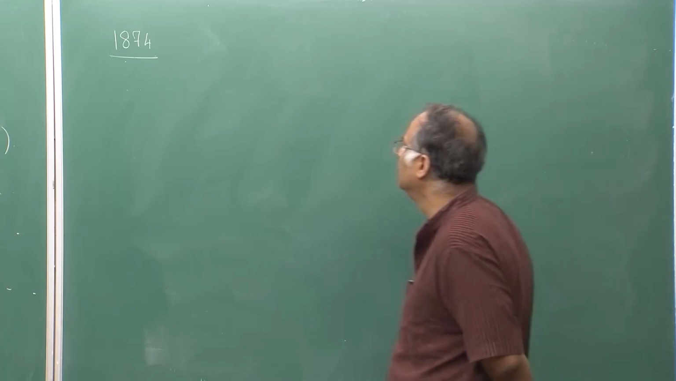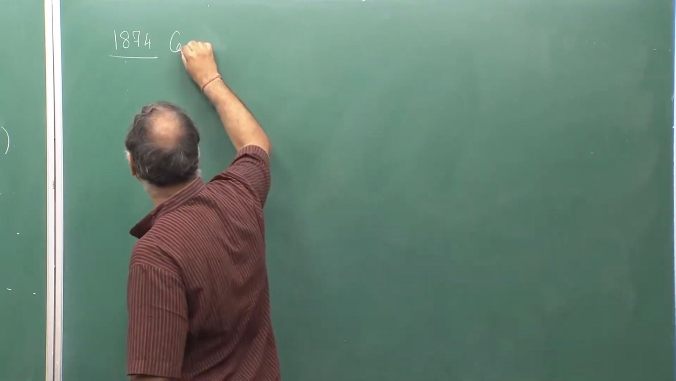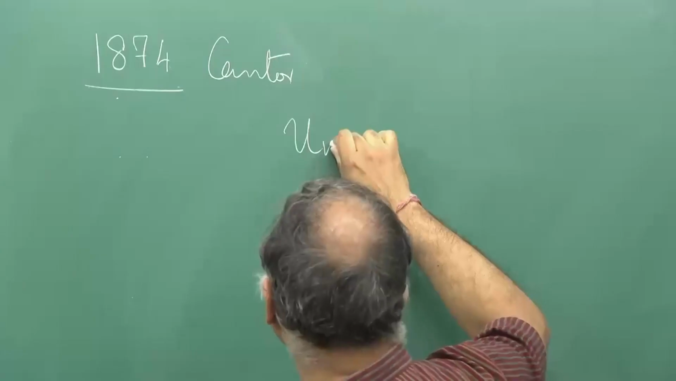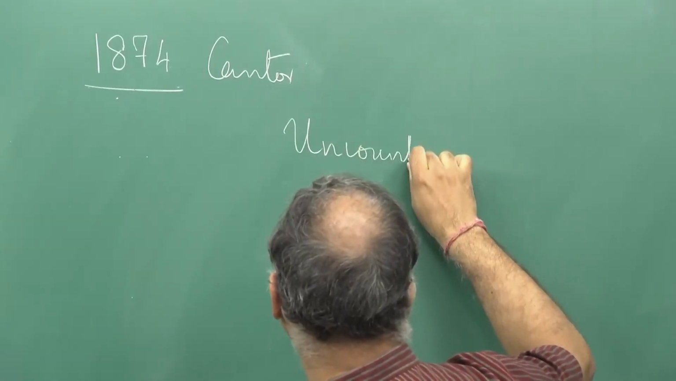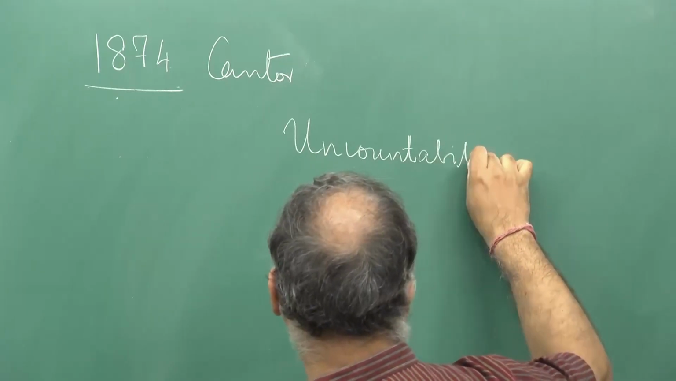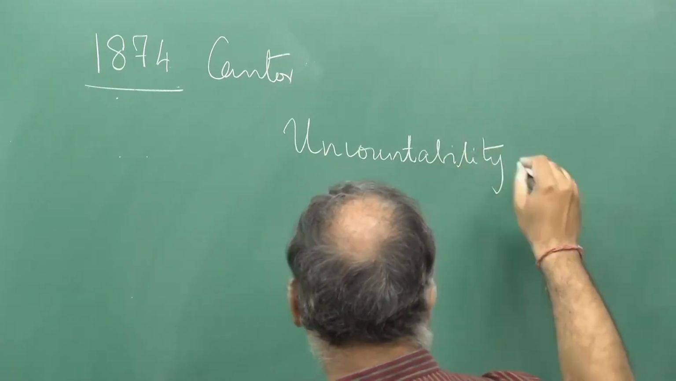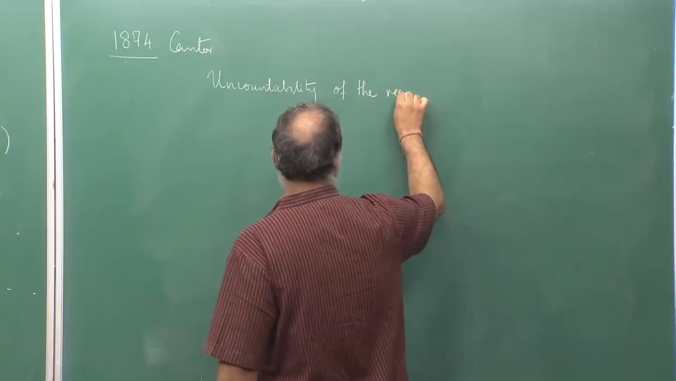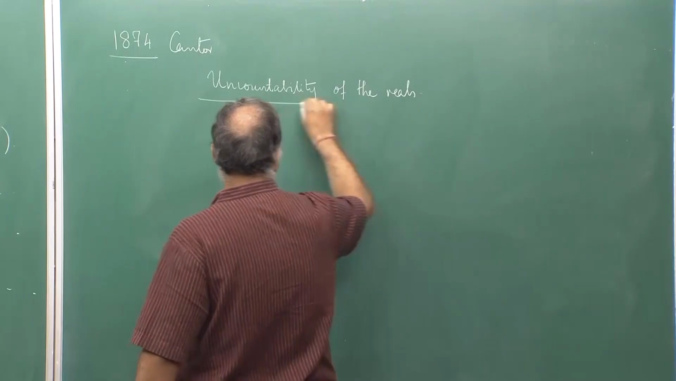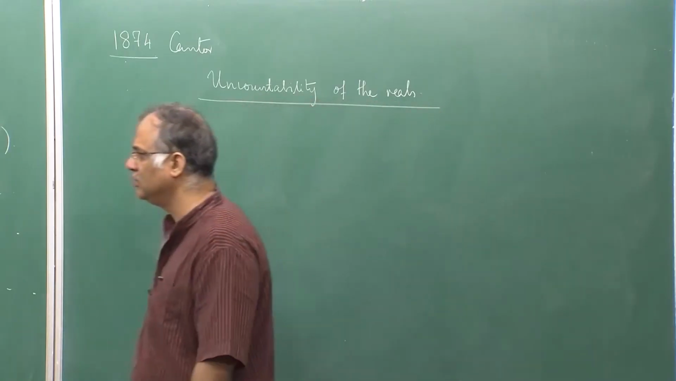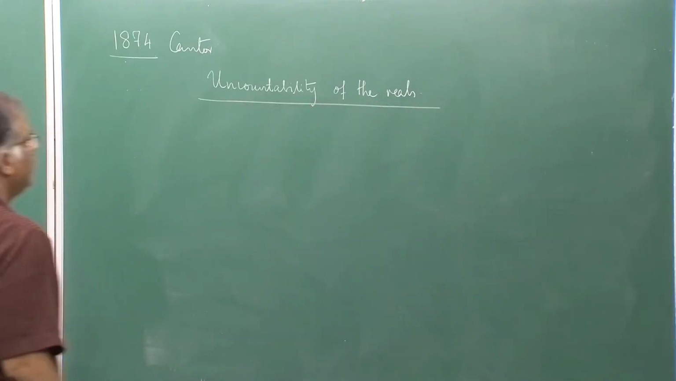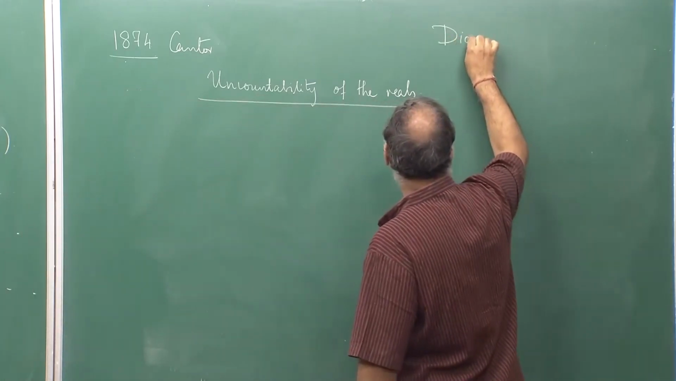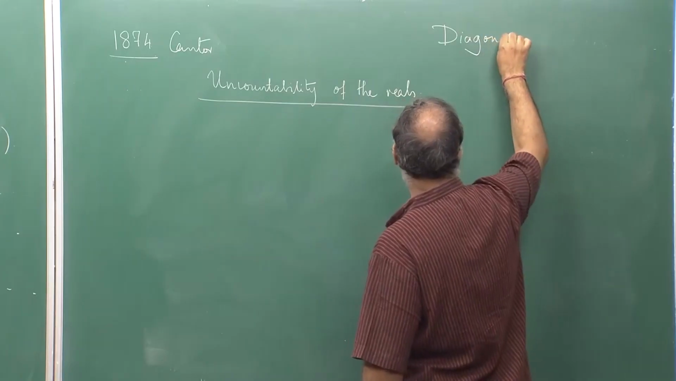So it is uncountability of the irrationals, or uncountability of the reals. The set of real numbers is uncountable. And in doing so, he introduced the famous diagonal method of Cantor, which you will see in detail in the note.